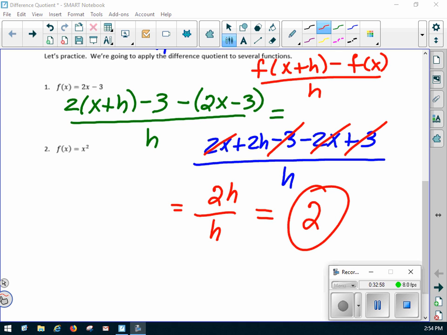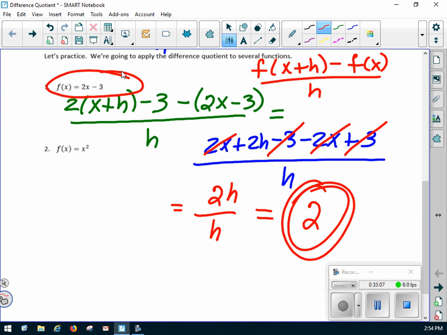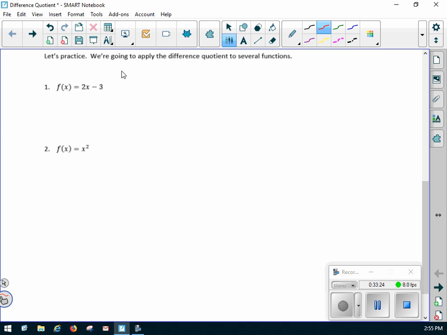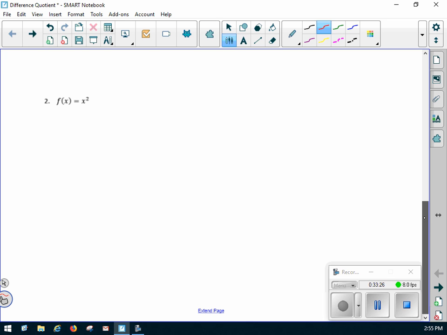All right, let's try the second one. Oh, by the way, look at this. And look at this. What do you see? Oh, when that function's linear, you're going to get the slope. Goodness. Okay, second one. Why? Take calculus and you'll find out. I love calculus. Calculus rocks.